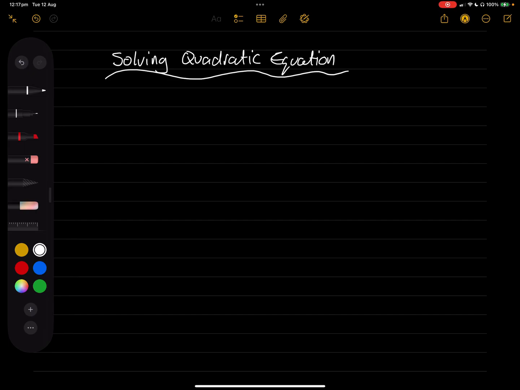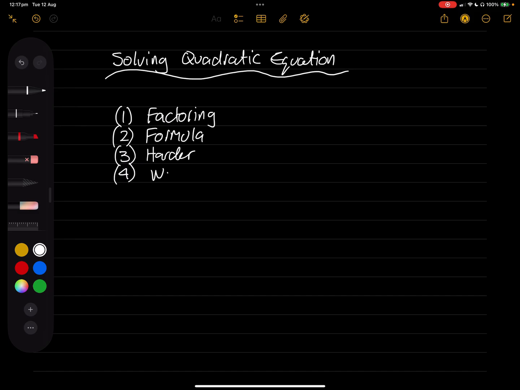So we finished up with linear equations. We're now going to move on to solving quadratic equations. In terms of solving quadratic equations, we're going to do this in four separate parts. Part one will be solving quadratic equations by factoring. Part two will be solving quadratic equations using the quadratic formula. Part three, we will look at harder quadratic equations. So these are ones that are messier than the ones we see in parts one and two. And for the fourth part, the fourth video, we'll look at worded problems.